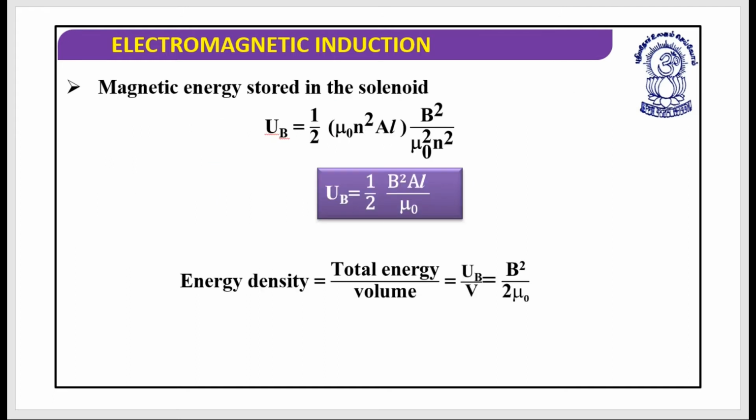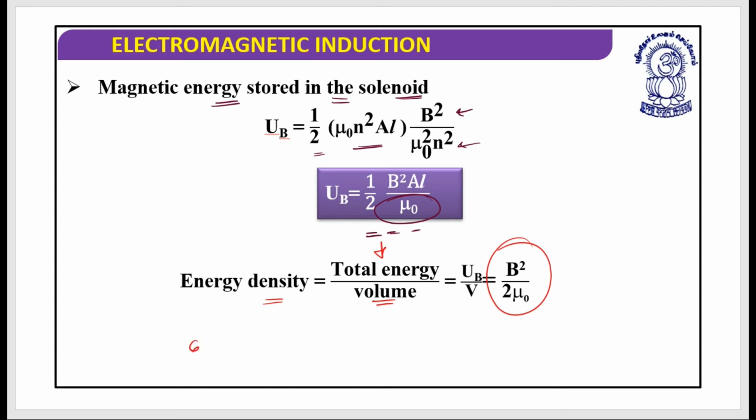So if I find out the magnetic energy stored in the solenoid, this could be written as half into mu naught n square A L divided by mu naught square n square, into B square. And this is where we land on 1 by 2, B square A L by mu naught. So if I talk about the energy density, which equals total energy divided by volume, then this could be written as B square by 2 mu naught.